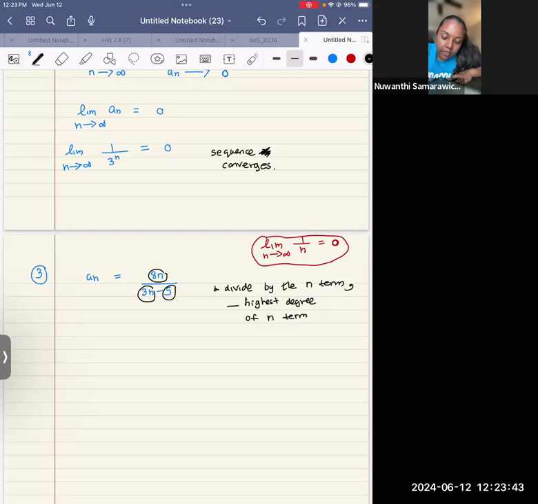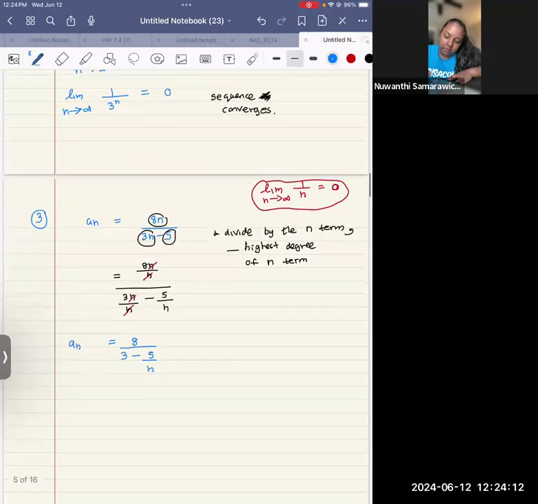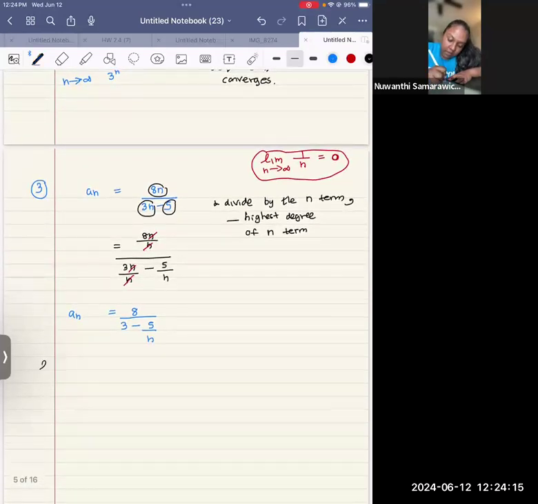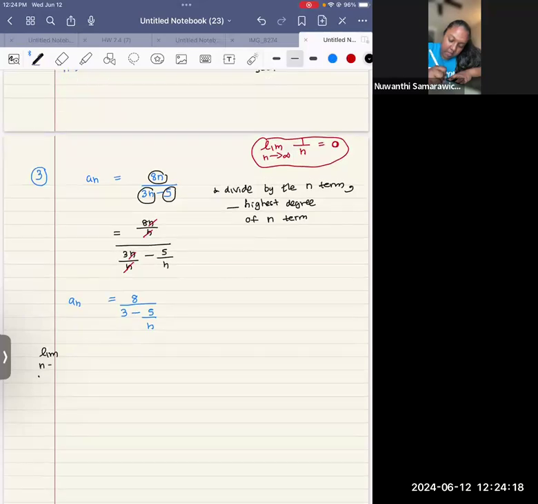So what is the degree of n here? The highest is just 1, right? So we are going to divide everything by n. If we divide everything by n, then this gets cancelled, this gets cancelled. So you will end up getting 8 over 3 minus 5 over n. Okay. So this is your a sub n. Then we can find the limit, because we need to check whether it diverges or converges. To check that, we have to take n approaches infinity.